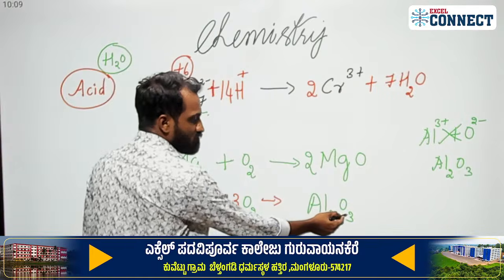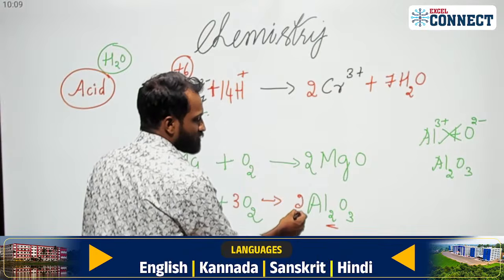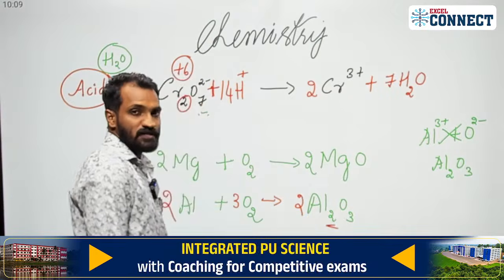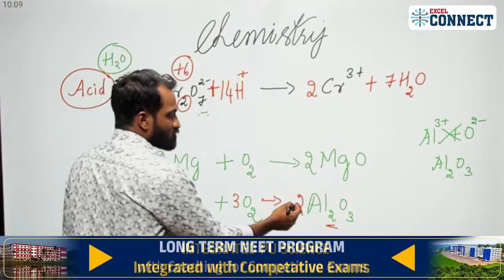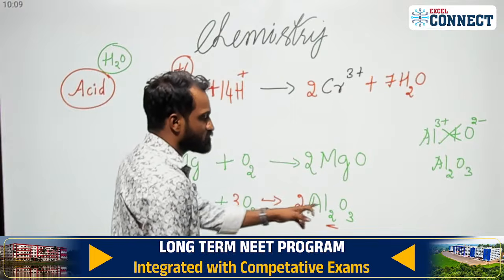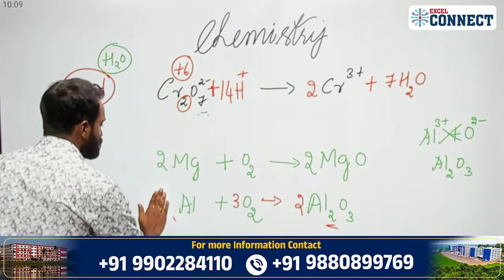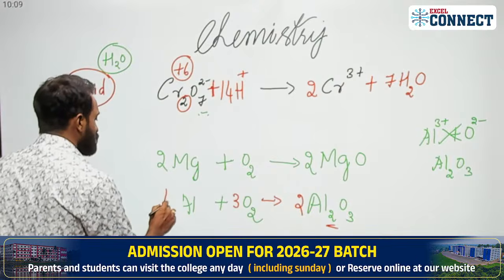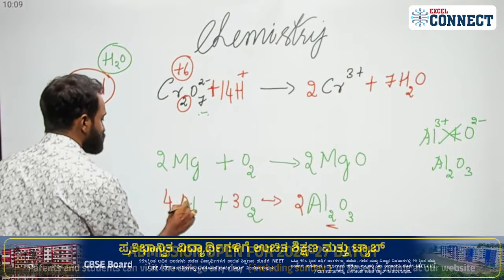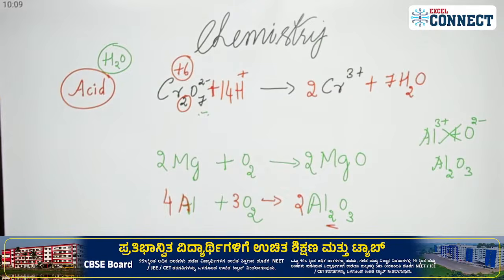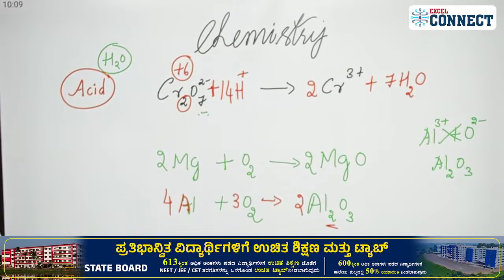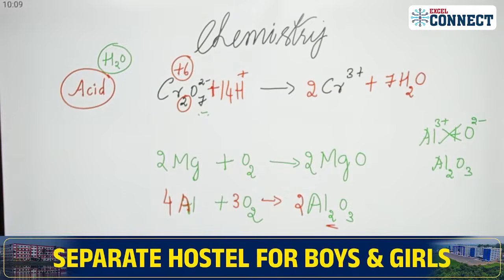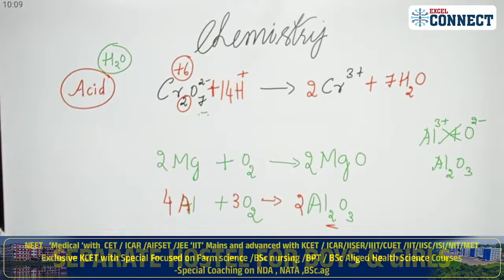So I should balance oxygen now. Now I put here 2 threes are 6. Now aluminum changed. Aluminum is 2 twos are 4, so I must change aluminum again. Aluminum becomes 4. Look at this one. Now this is a balanced equation. Understood? This is the way we balance equations in the normal method.